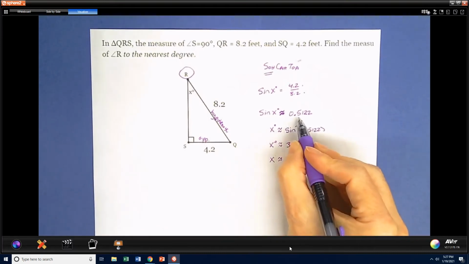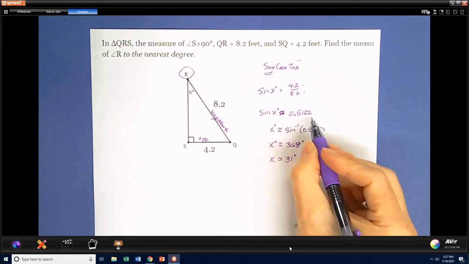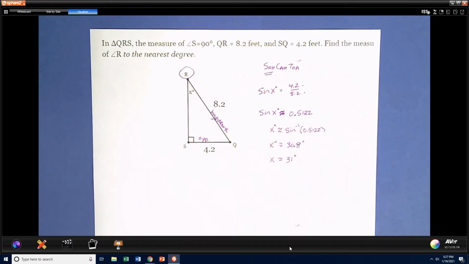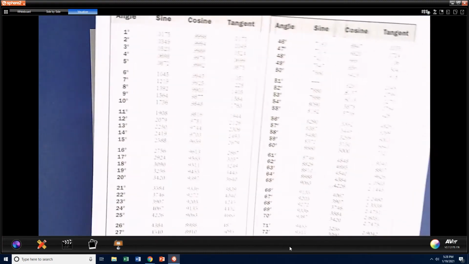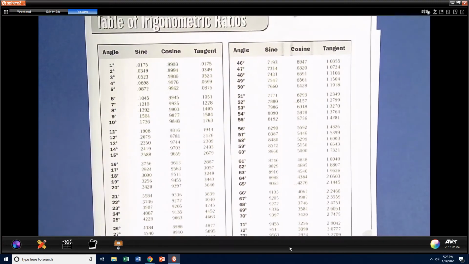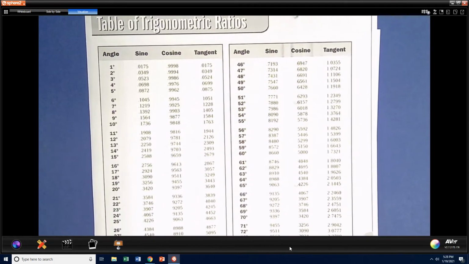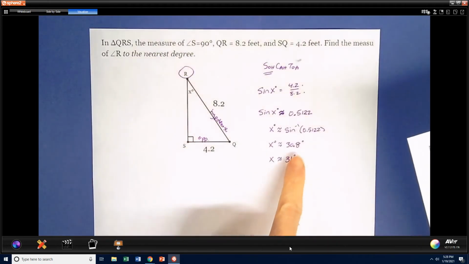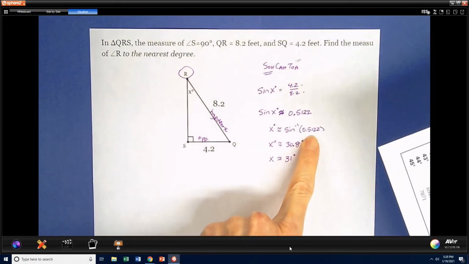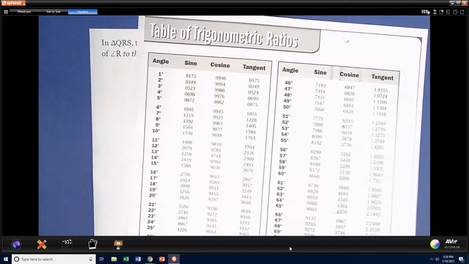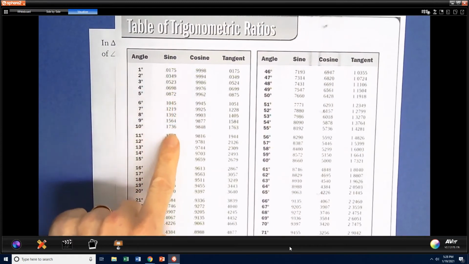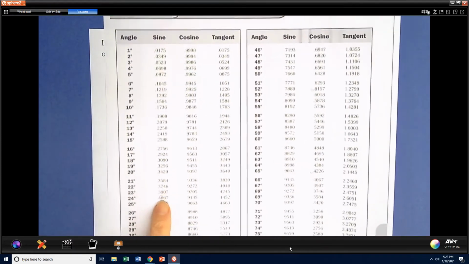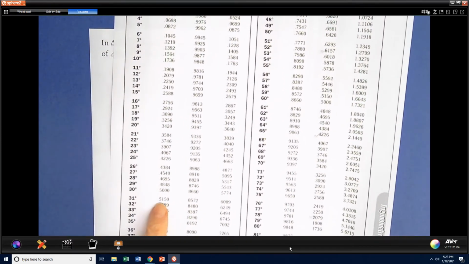Now once I was at this step, I could have used my handy-dandy trig table, which is available in your Google Classroom as a material. In a trig table, you just look for the number in the appropriate column and then read off the angle. So I'm looking for 0.5122 in my sine column. I go down my sine column, the numbers are getting bigger and bigger. Keep going, keep going. Oh, here we go.